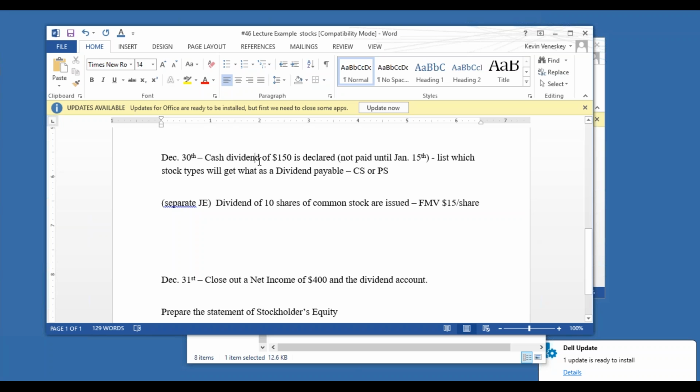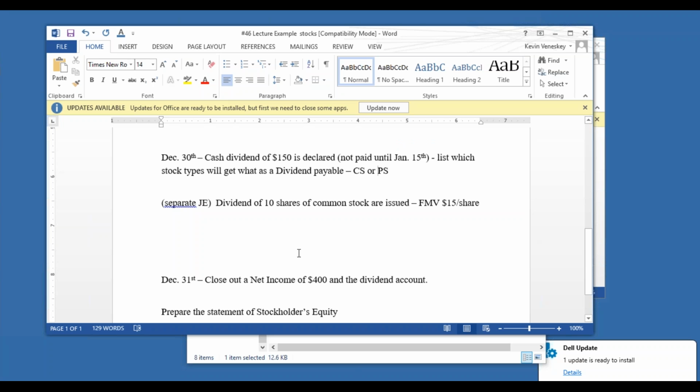So the first thing is, let's look at how we issue a cash dividend of $150. Notice that it is declared. The board has declared it, so it's a liability at this point, because I'm not paying it until the first part of next year. And when I record that it's a liability, I want us to specify who gets what out of this $150. How much goes to common and how much goes to my preferred stockholders?